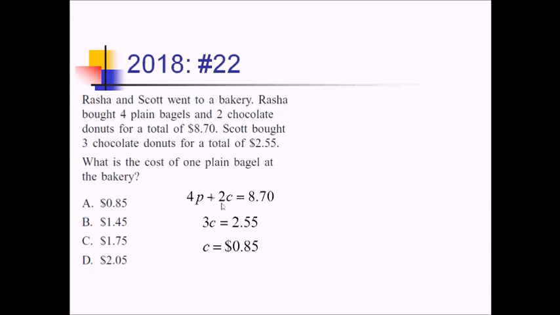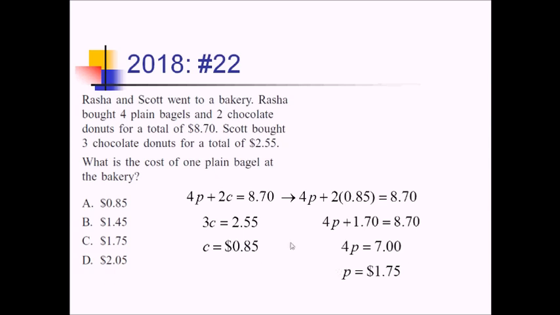So we're going to plug 0.85 in for C in Rasha's equation up here. So we can write 4P plus 2 times 0.85 equals 8.70. And let's see, I know this off the top of my head. This is $1.70. So let's just subtract 1.7 from both sides, conveniently giving us 4P equals $7. And let's see, what's $7 divided by 4? Well, I know that $6 divided by 4 would be $1.50, so that's an extra quarter for each of those bagels. So $1.75 overall, which gives us answer choice C.